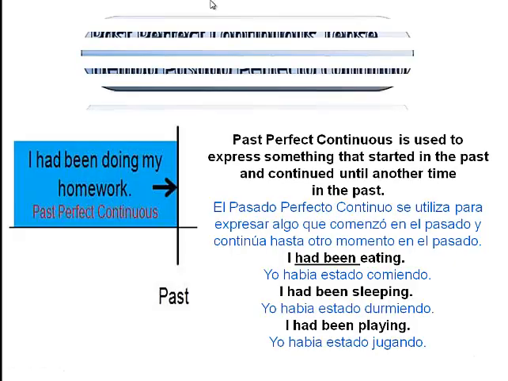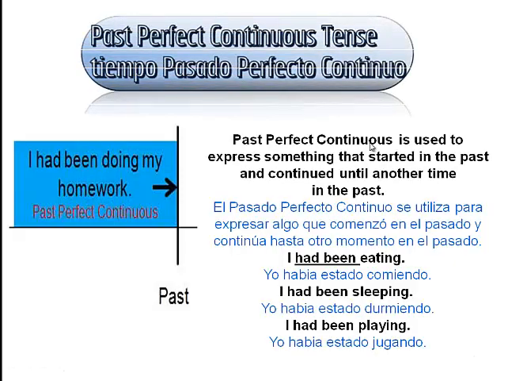Past perfect continuous is used to express something that started in the past and continued until another time in the past. I had been eating. I had been sleeping. I had been playing.